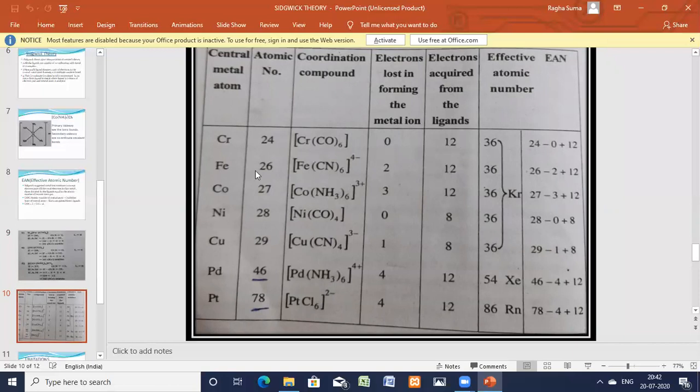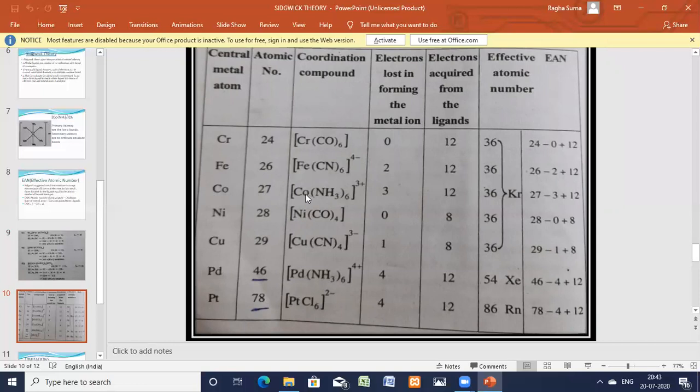Similarly for iron, atomic number is 26. Oxidation state, as previously I've explained, on calculation you'll be getting plus 2. And the number of electrons from the ligand, 6 ligands, 6 into 2, 12. Now using the formula EAN, 26 minus 2 plus 12, 36. Nearest inert gas configuration.